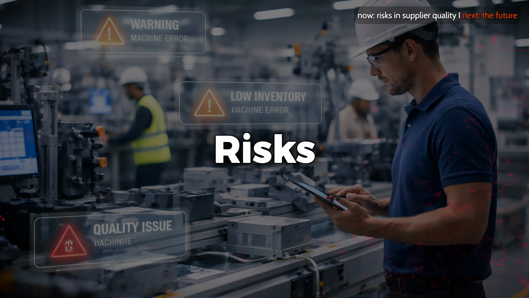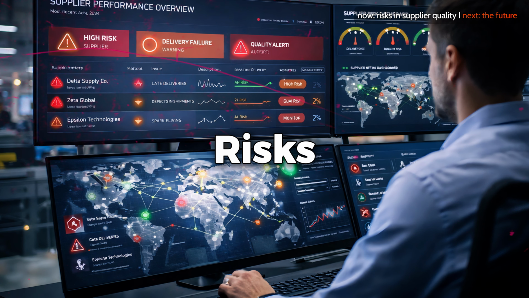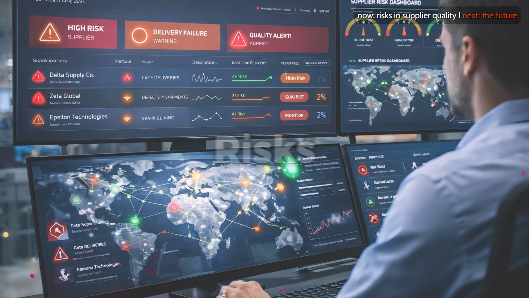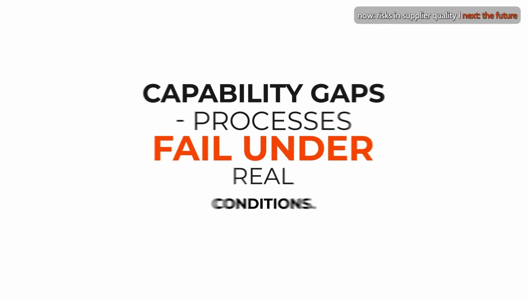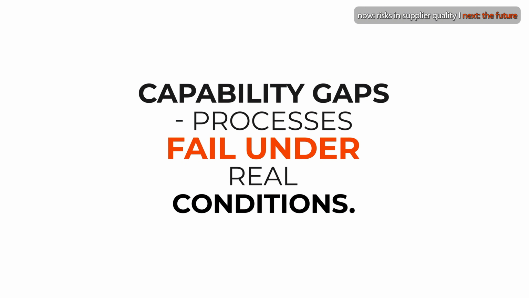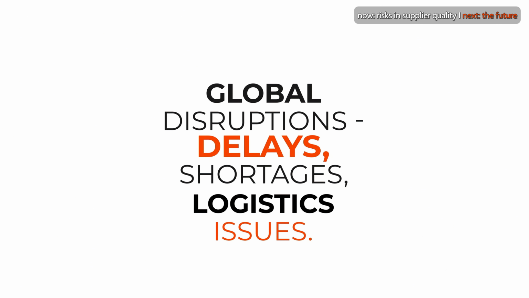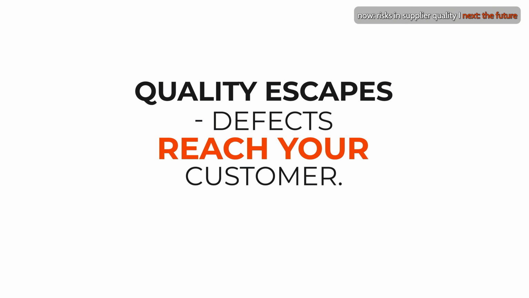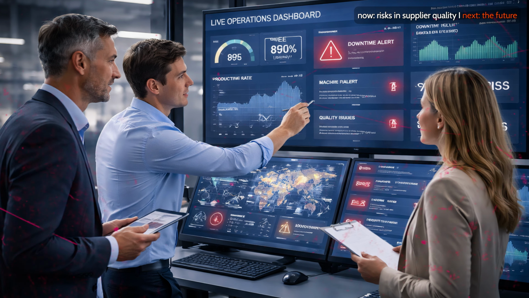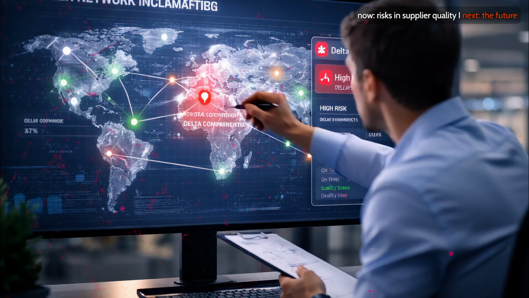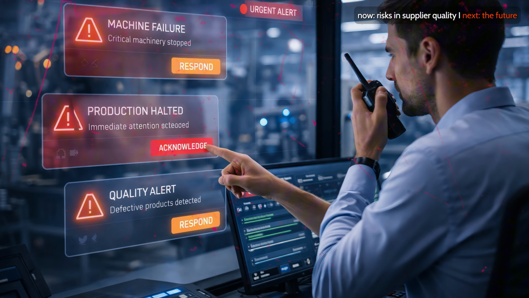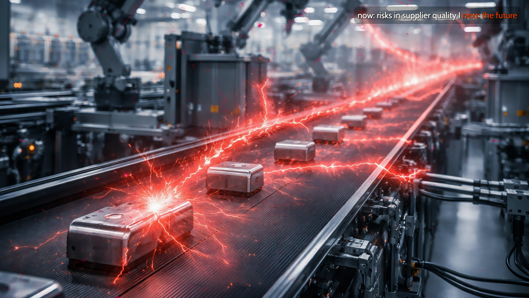Even with development, risks remain. Supplier quality must actively manage them. Single sourcing. One issue can stop production. Capability gaps. Processes fail under real conditions. Global disruptions, delays, shortages, logistics issues. Quality escapes. Defects reach your customer. In practice, you monitor risks, follow up on weak suppliers, and react fast to deviations. Because in supplier quality, small issues escalate quickly.